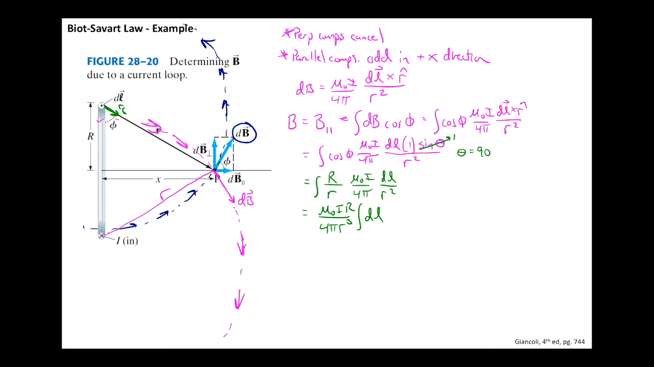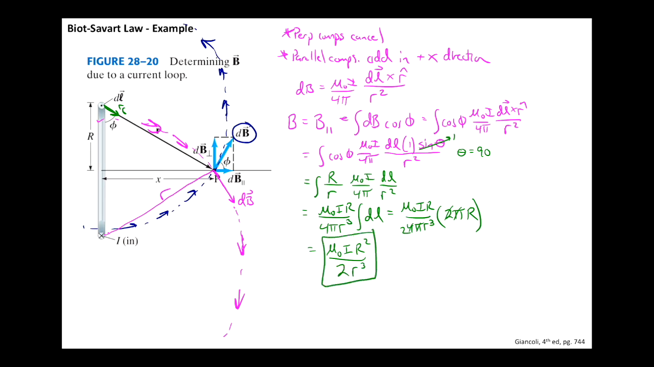So the integral of dl is just going to be what? It's the circumference of the current loop itself. So now we have mu naught I r over 4 pi little r cubed, and that integral is going to give me 2 times pi times big R. So we could rewrite that as mu naught I, we can get rid of some things here, let's get rid of that and a 2 there. So mu naught I R squared over 2 R cubed.